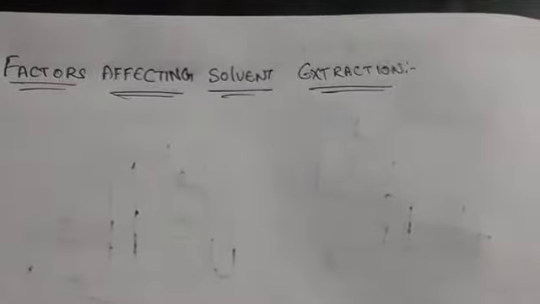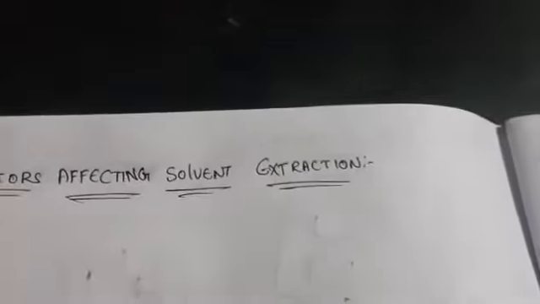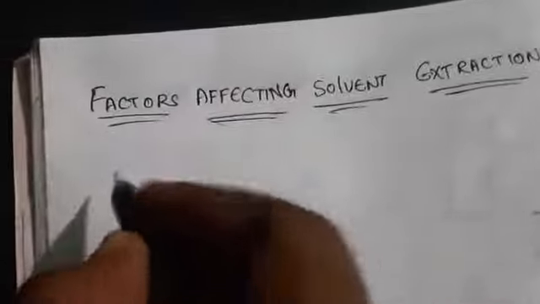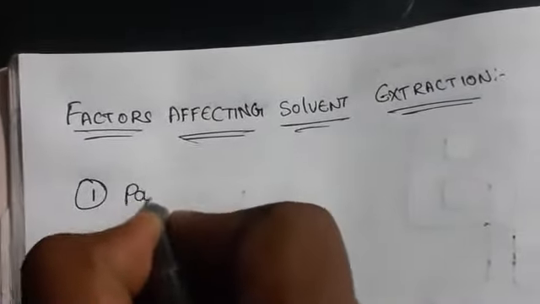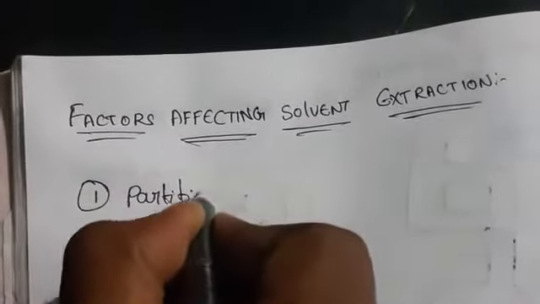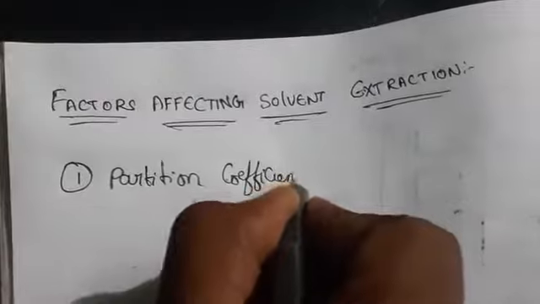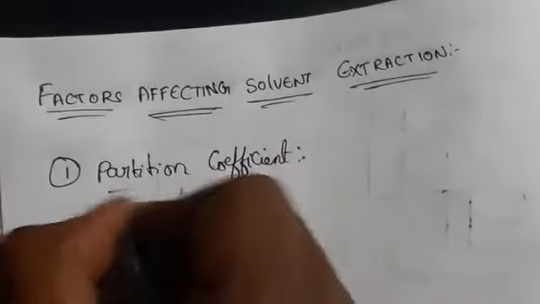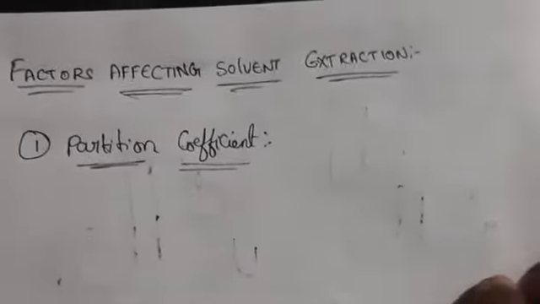We have different types of factors, so let us discuss each one by one. The first factor we are going to discuss here is partition coefficient. So what is partition coefficient?